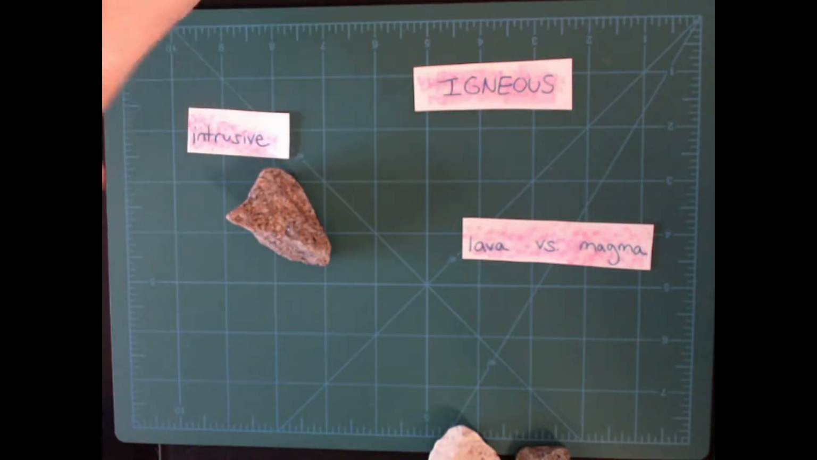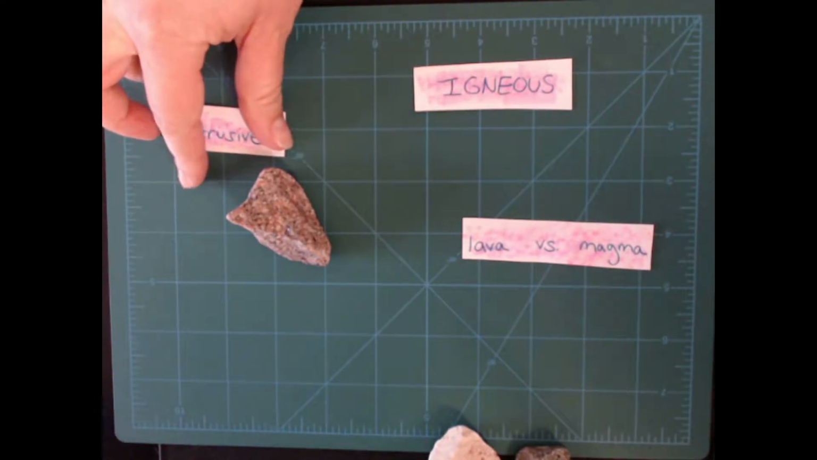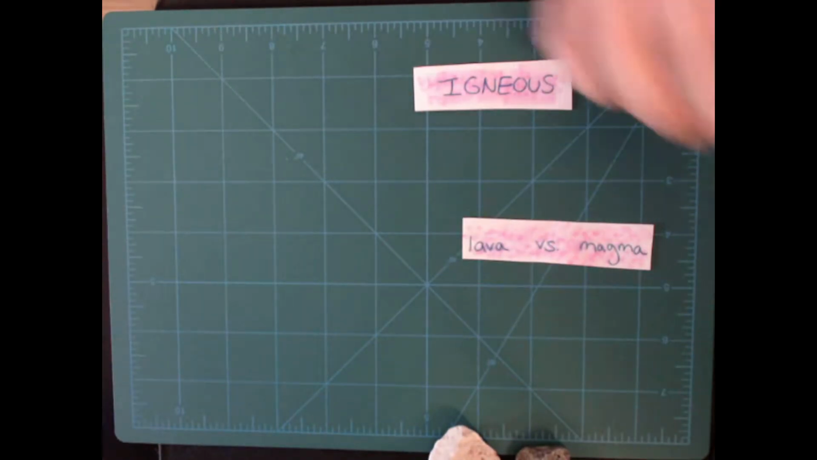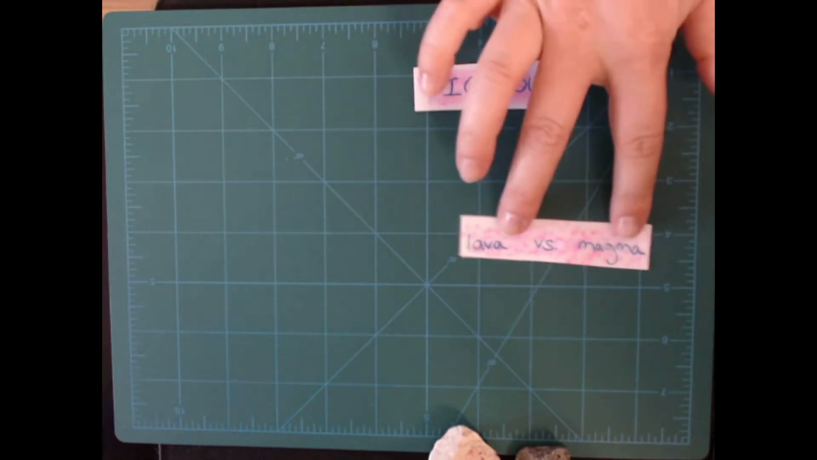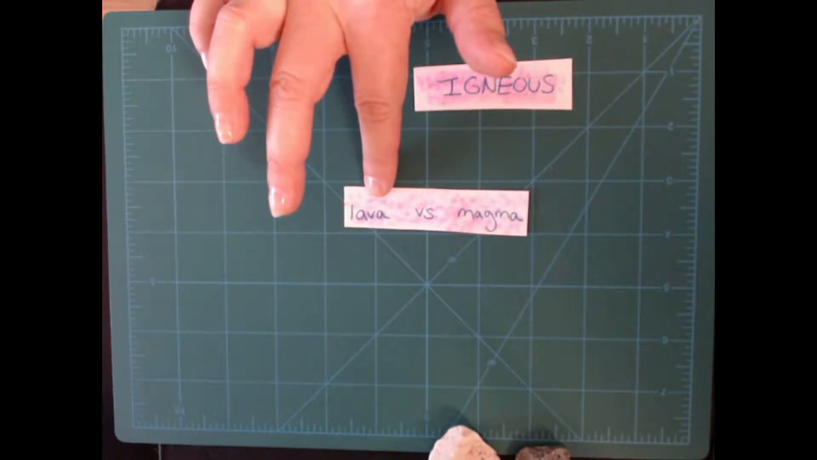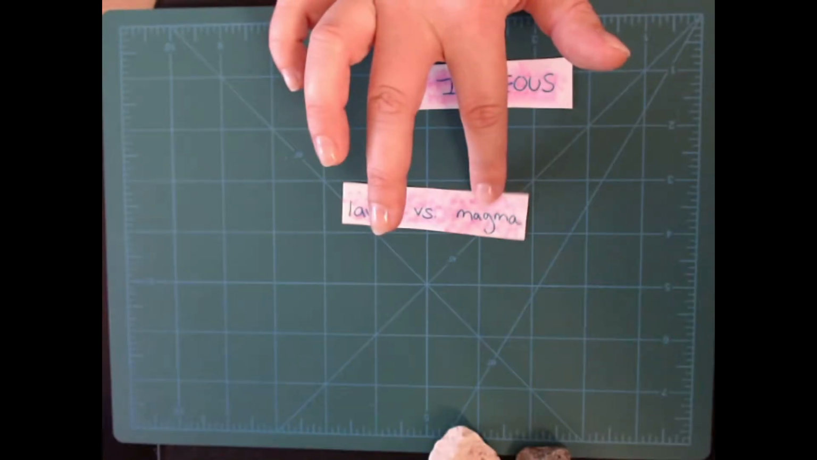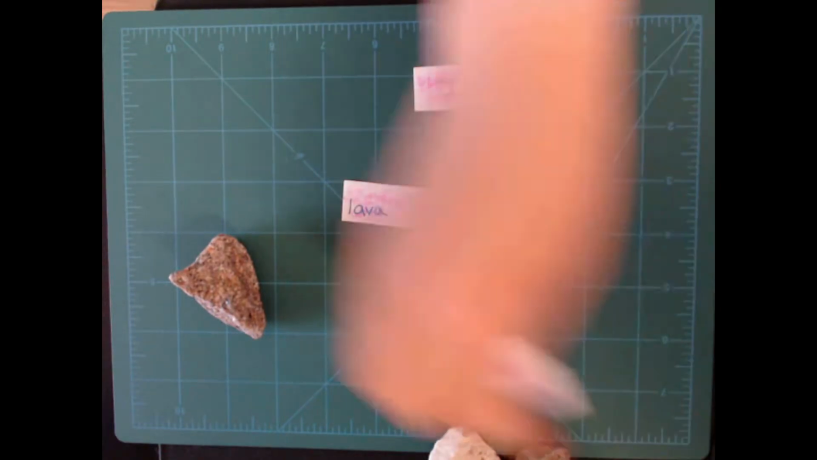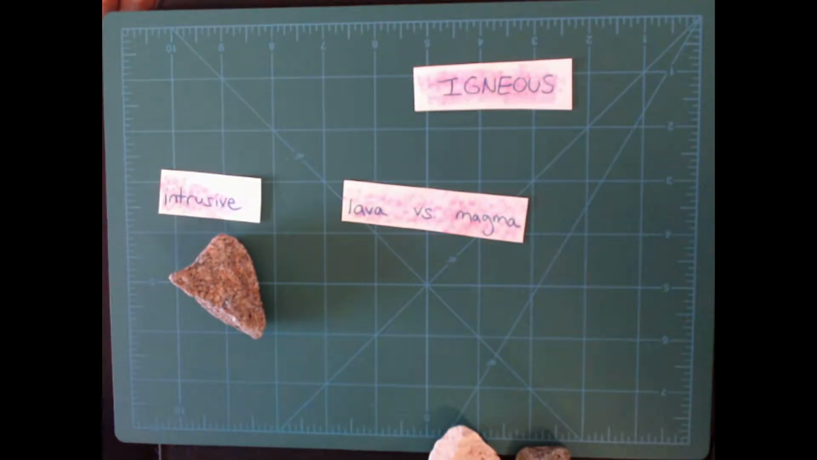Okay. So now we've looked at an example of intrusive. We've seen some extrusive. All right. Let's see some different types of our extrusive. So again, I've got that lava versus magma. Lava is going to be cooling on the outside of the earth. Magma is cooling on the inside of the earth. Really, the only example I have of our intrusive is going to be our granite.